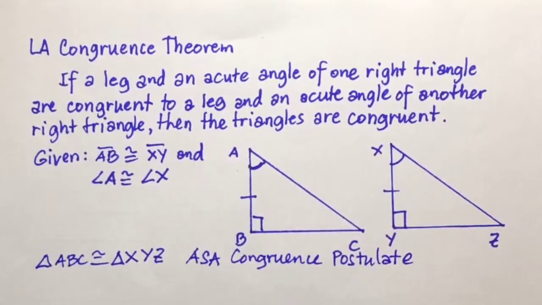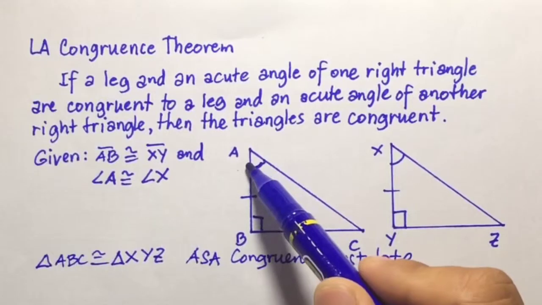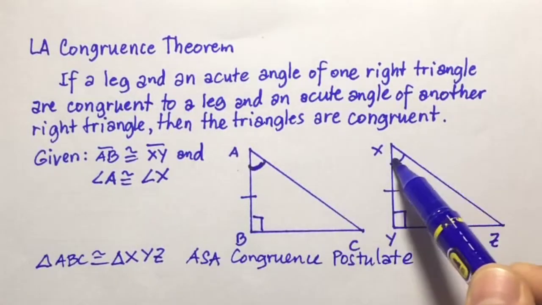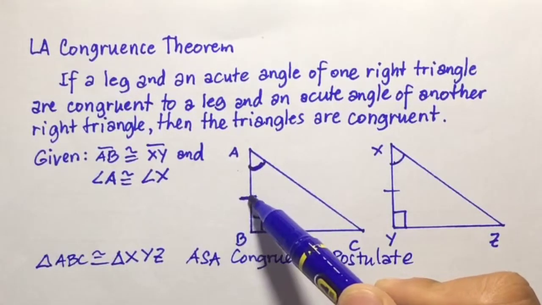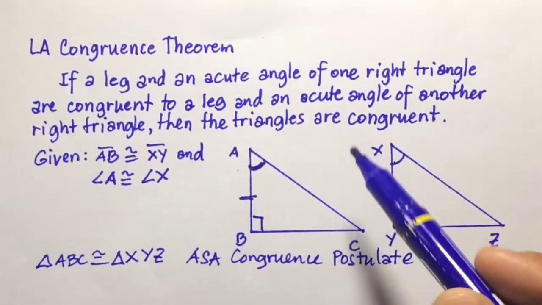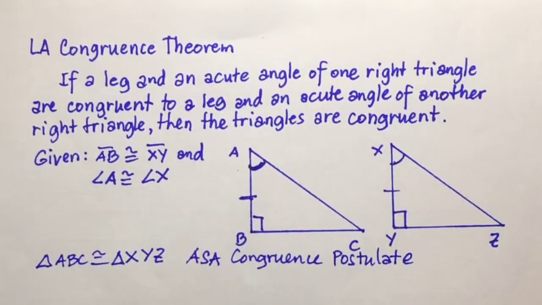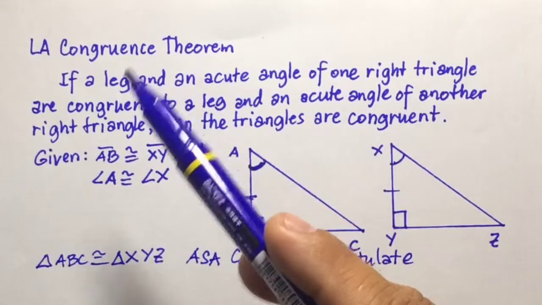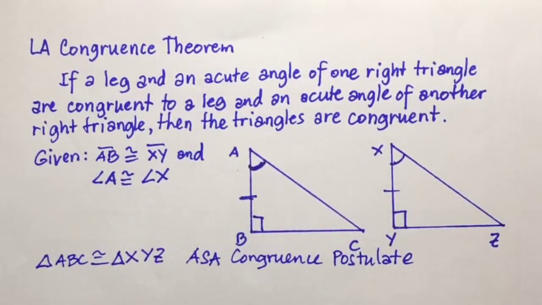So for any two right triangles, we'll just need to prove that an acute angle and one leg are congruent so that we can say that the two right triangles are congruent. So this is what we meant by the LA Congruence Theorem.